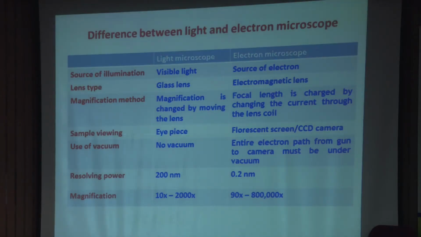This is to refresh your knowledge of the basic differences between light microscopy and electron microscopy. The source of illumination in light microscopy is visible light or electrical light, whereas the source of illumination in the electron microscope is a beam of electrons. The lens type in light microscopy is the glass lens, whereas in the electron microscope these are electromagnetic lenses.